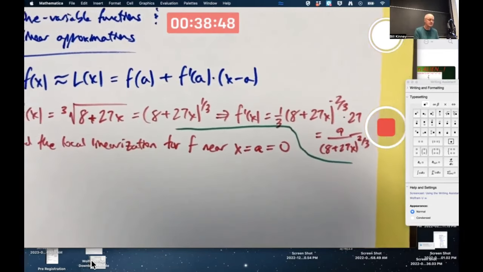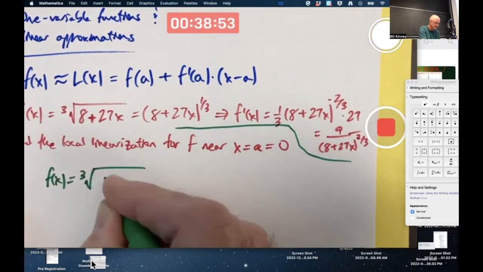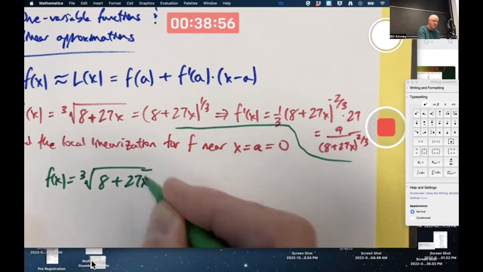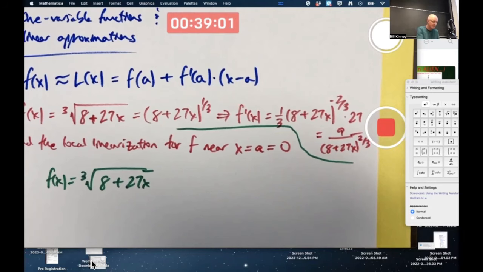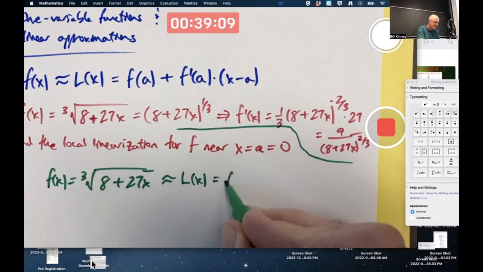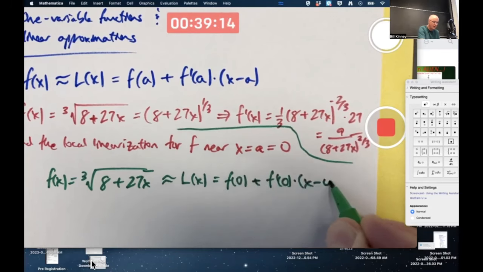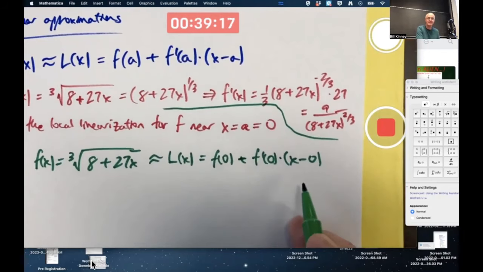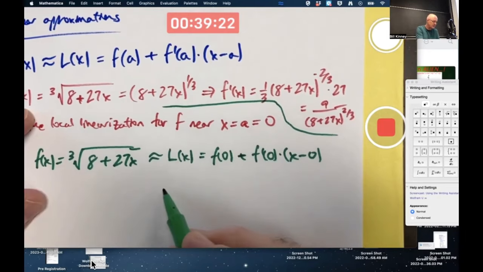Now just plug into this formula. f of x, which is this cube root function, purposely trying to make it a little bit more complicated than you encounter in your homework. Your homework's going to be easier than this, easier functions, is approximately L of x. Using a equals 0, that's going to be f of 0 plus f prime of 0 times x minus 0. Of course, multiplying by x minus 0 is the same as multiplying by x. f of 0 is the cube root of 8, which I purposely picked to be a nice number. That's a 2.